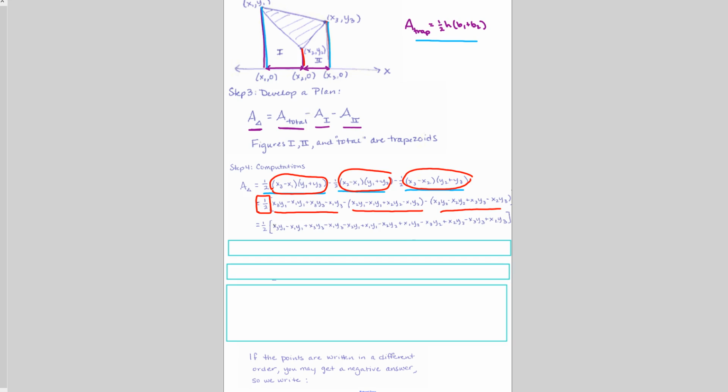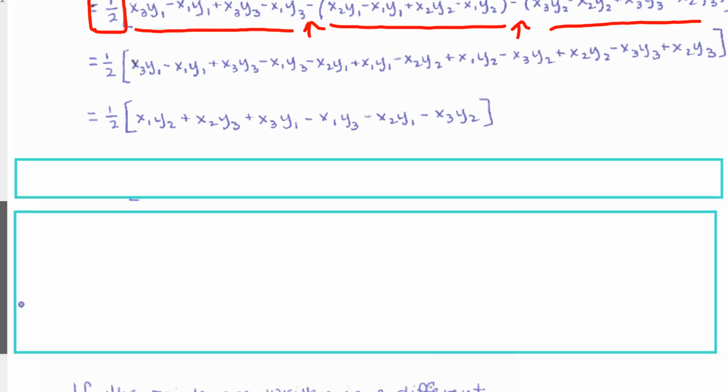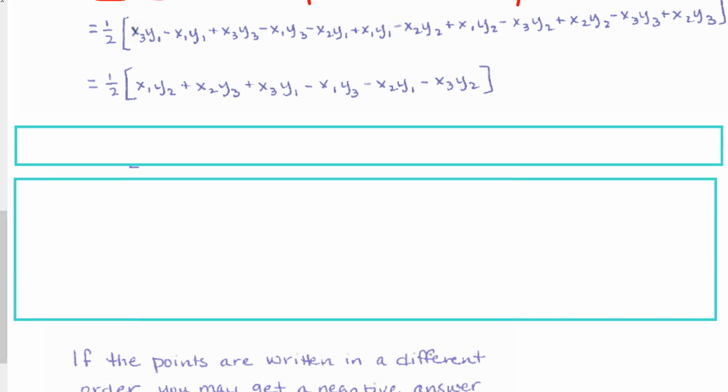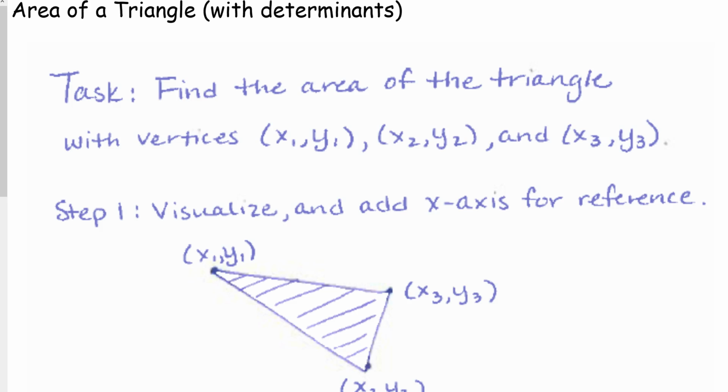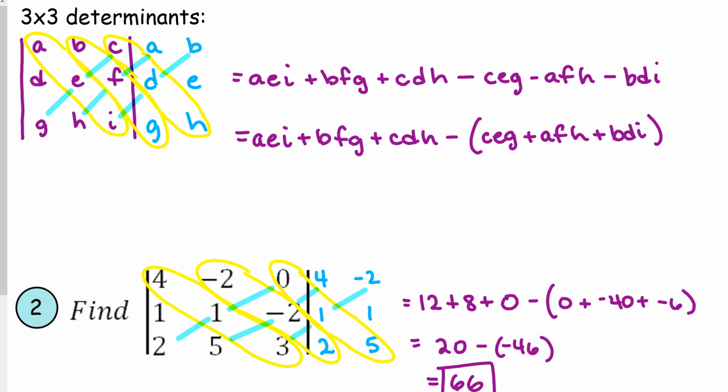Okay, then I distributed the negative signs. We had one here and here. And then combine like terms. And notice what we have now. We go back to a larger view. What we have now is a number times 3 products minus 3 products. Does that ring a bell? 3 products minus 3 products. Just like a 3 by 3 determinant. 3 products minus 3 products.